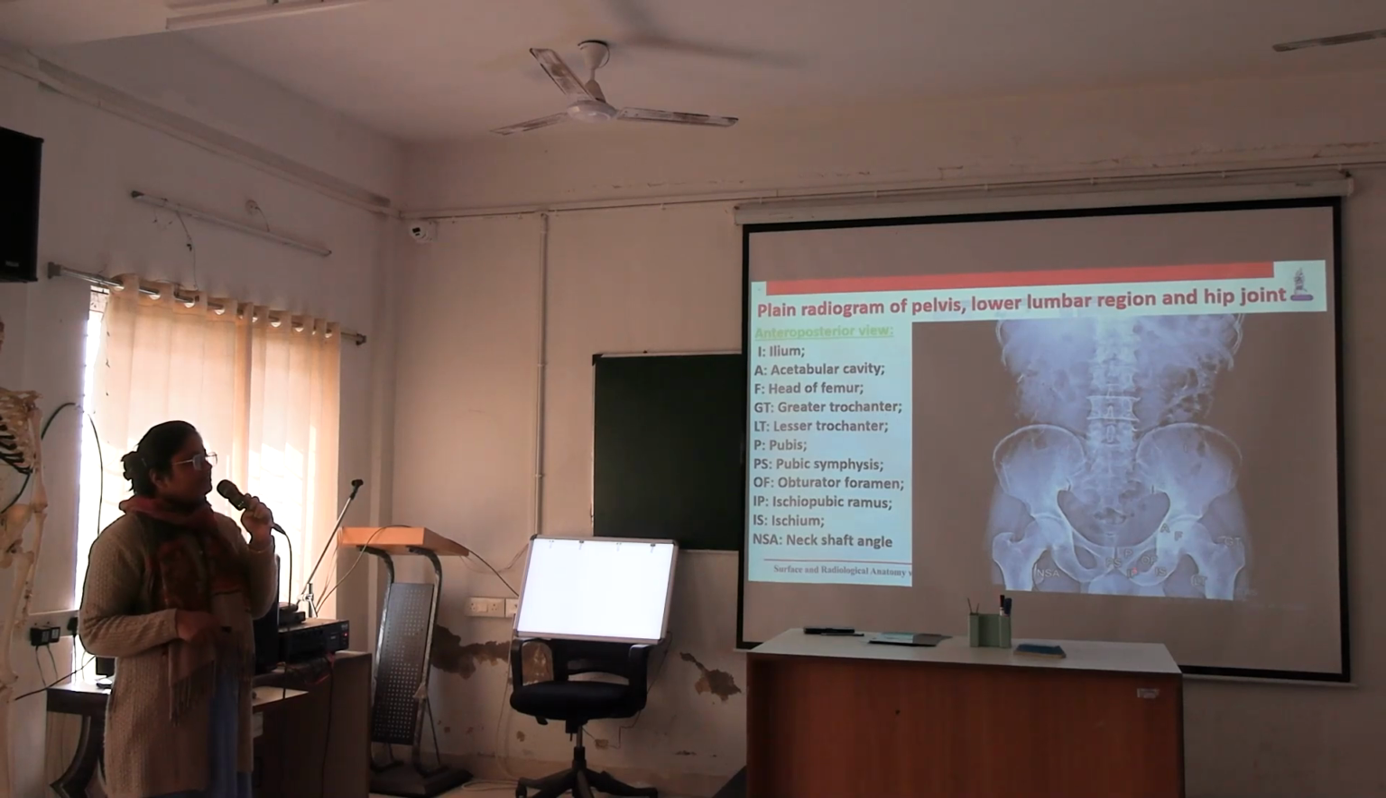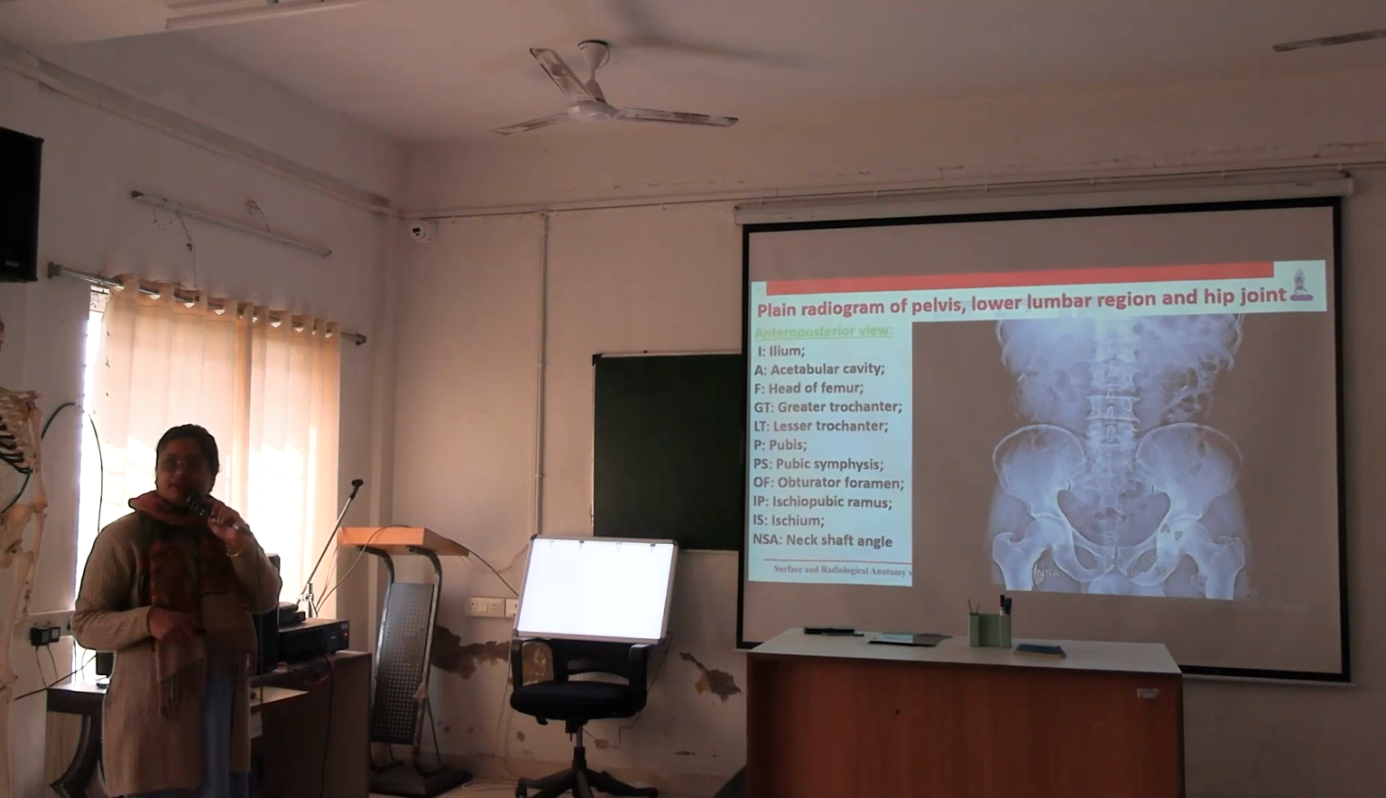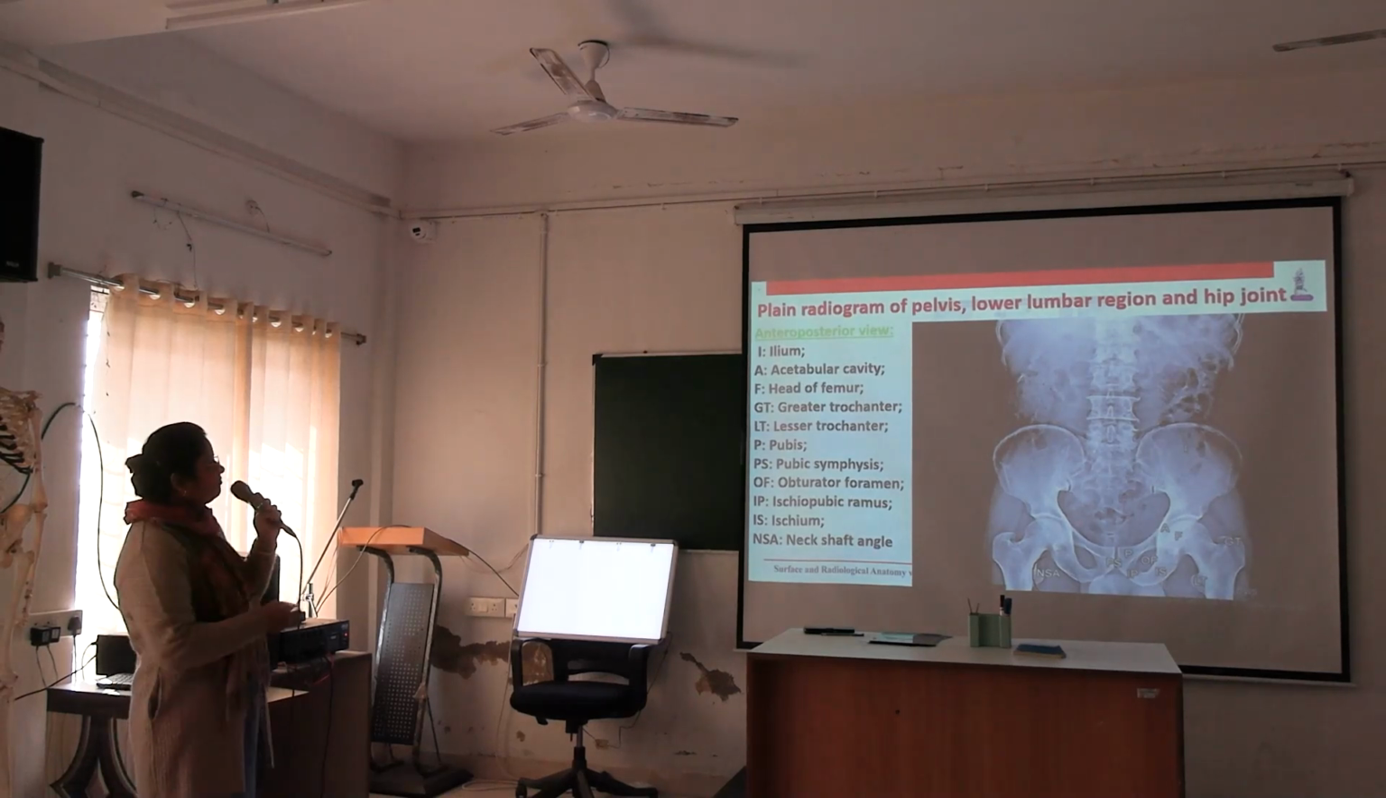Okay, and this is symphysis pubis, where pubis of the two hip bones join, and this angle is the neck shaft angle, the angle between the neck axis and the shaft axis. Here is the neck shaft angle. Okay, understood? So you will be able to identify different structures.